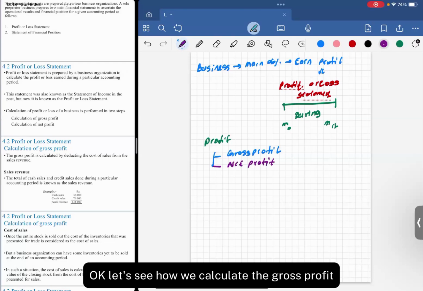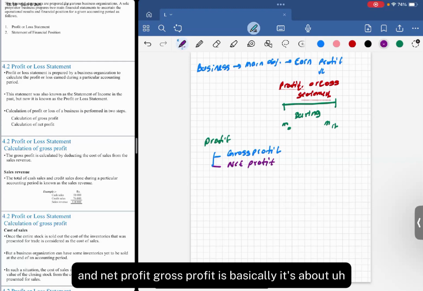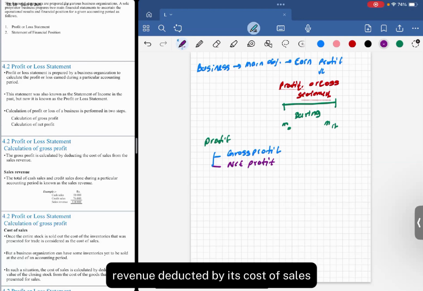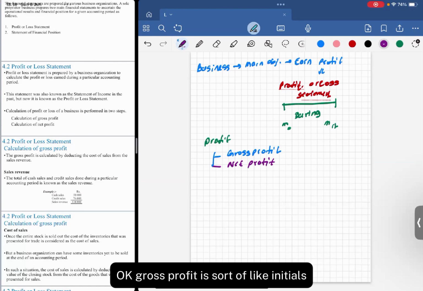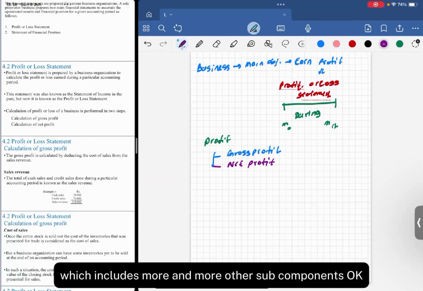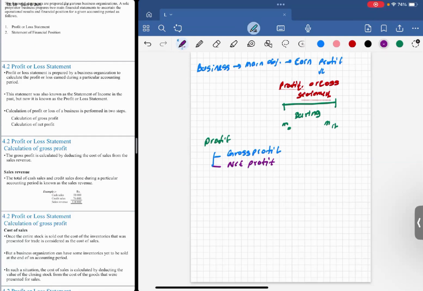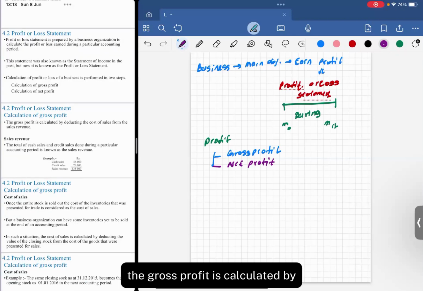Let's see how we calculate the gross profit and net profit. Gross profit is basically revenue deducted by its cost of sales. But net profit includes much more items in it. Gross profit is sort of like an initial screening. What is my gross profit? Then after knowing that gross profit, you are going into net profit, which includes more and more other subcomponents. So the gross profit is calculated by deducting the cost of sales from the sales revenue.